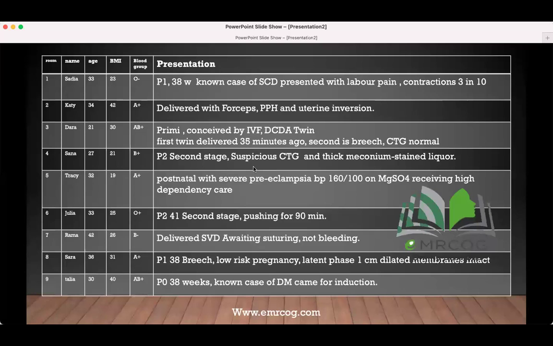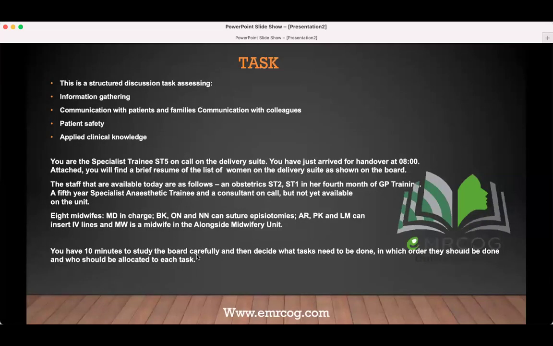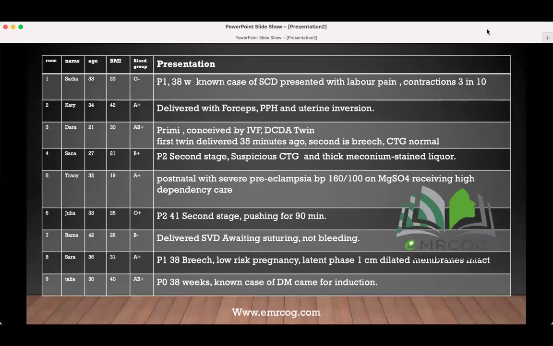That's it. Now we go to case number 5, and number 5 is a postnatal case, a postnatal case with severe preeclampsia.